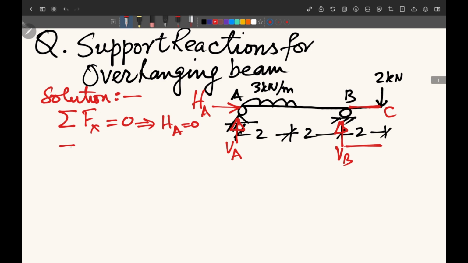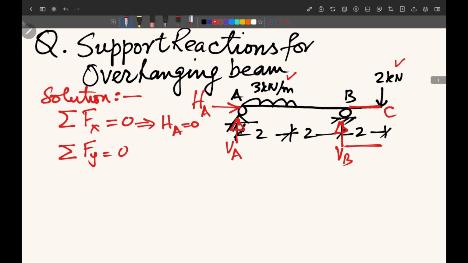And then we apply the second equation of static equilibrium, which is in the y direction, sigma Fy equal to 0. That means the algebraic sum of all the forces in the y direction should be equal to 0. So in the y direction we have VA and VB acting in the upward direction. This point load is acting downward and this 3 kilonewton per meter is acting downward.